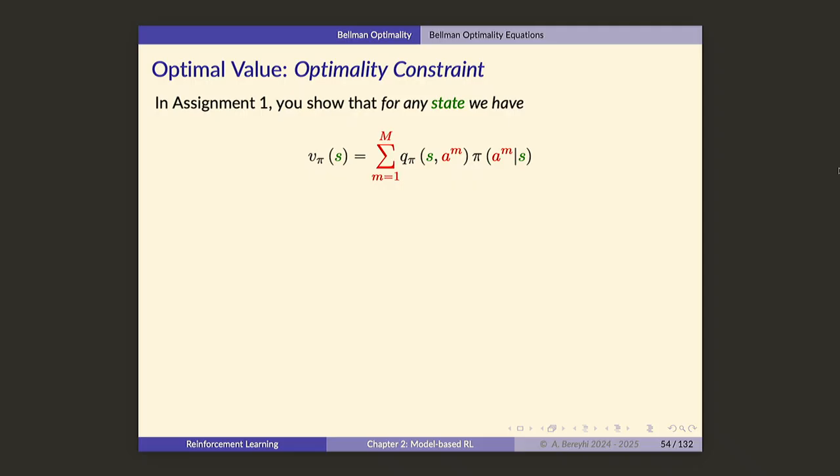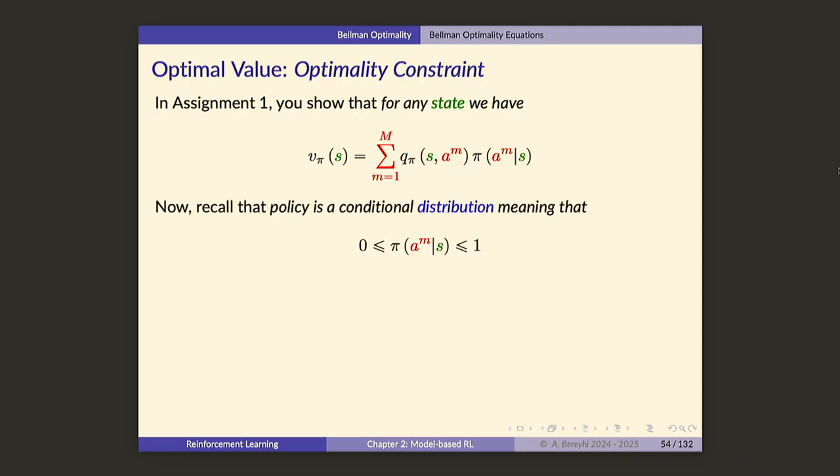What's going to happen if I add this pi over different a? It's going to add up to? If I add up pi of a given s over different a, so if I remove this guy, what is the summation? It's 1. Great. So this is a probability function, right? Between 0 and 1, it adds up to 1, right?